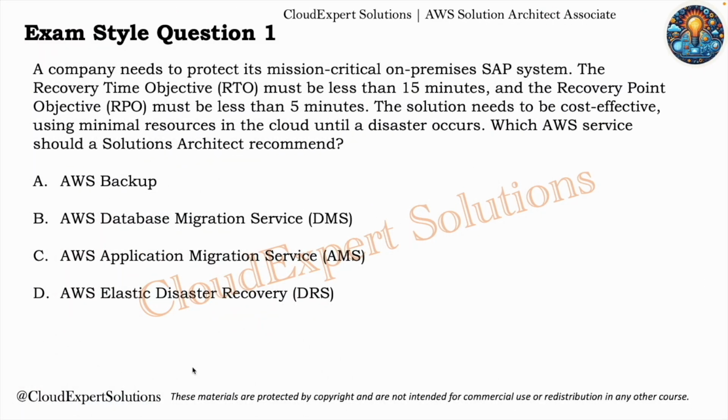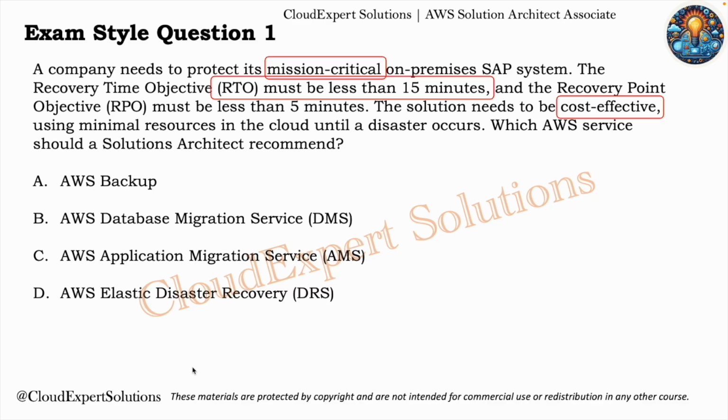Now let's review some exam style questions that you may encounter during the certification exam. The question is saying a company needs to protect its mission critical on-premise SAP system. The recovery time objective or RTO must be less than 15 minutes and the recovery point objective or RPO must be less than 5 minutes. The solution needs to be cost effective using minimal resources in the cloud until a disaster occurs. Which AWS service should a solution architect recommend? Now, if you observe the keywords, it has mission critical, low RTO RPO, and cost effective minimal resources.